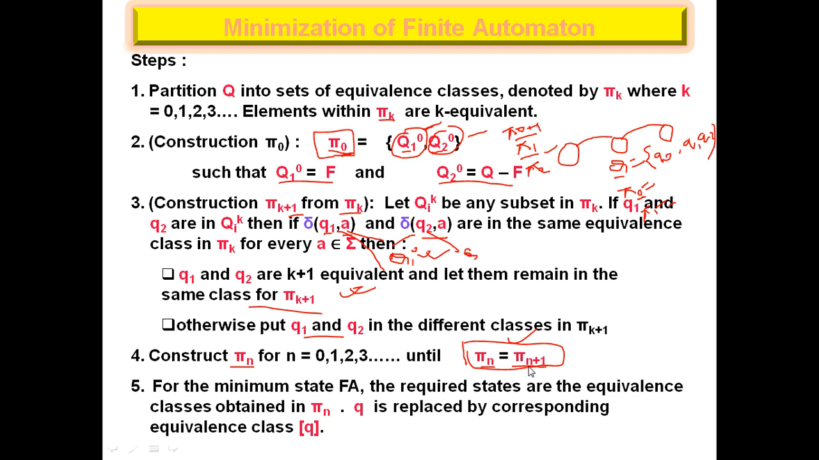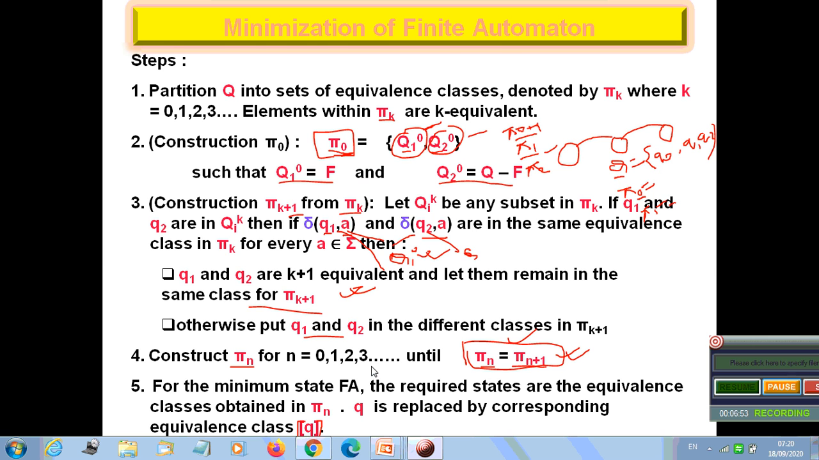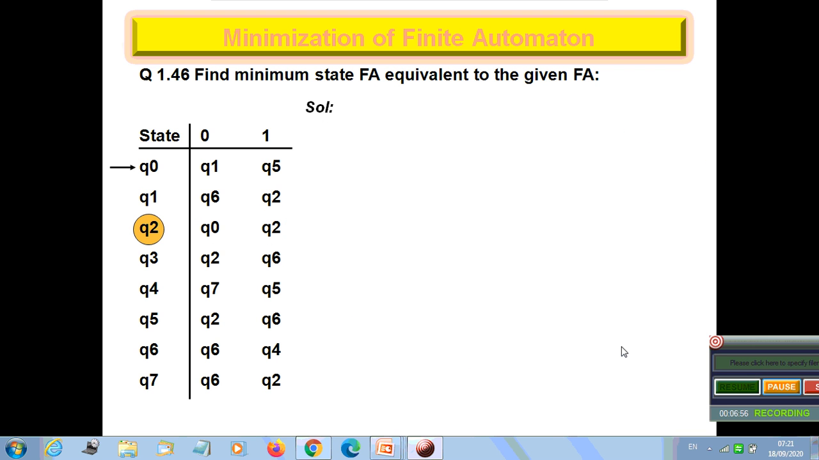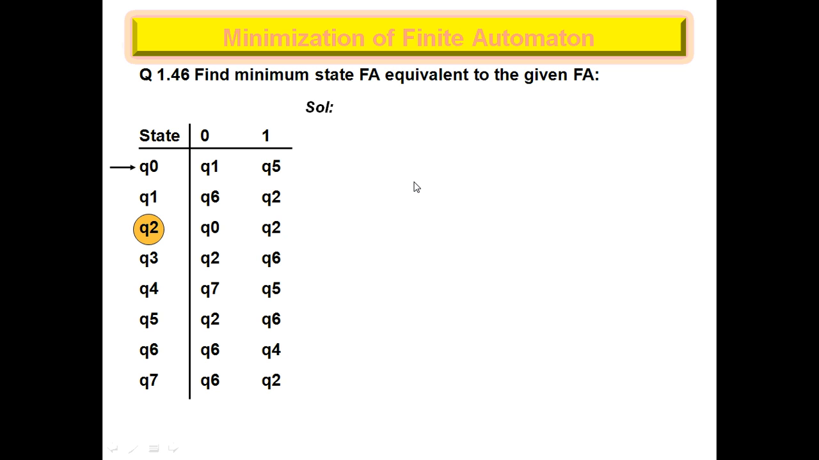From there we can say that we successfully minimized our finite automaton. We are not able to minimize further after seeing that pi n and pi n plus 1 are equivalent. At last, whatever states we have taken together, we'll have to put in square brackets. Now we'll try to implement this procedure. Let's see the procedure we are going to follow right now.